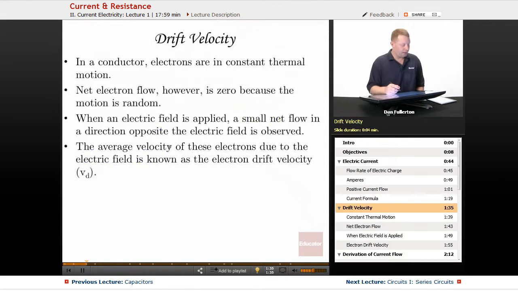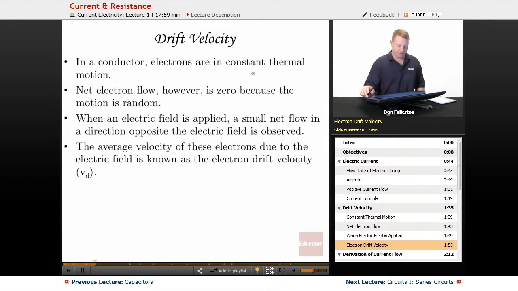So, let's talk a little bit about drift velocity. In a conductor, electrons are in constant thermal motion. Net electron flow, however, is zero because that motion is in all directions. It's random, so they all cancel out. But when an electric field is applied, a small net flow in a direction opposite the electric field is observed. The average velocity of these electrons due to the electric field is known as the electron drift velocity, Vd. And this is typically much smaller than the speed of that constant random thermal motion.